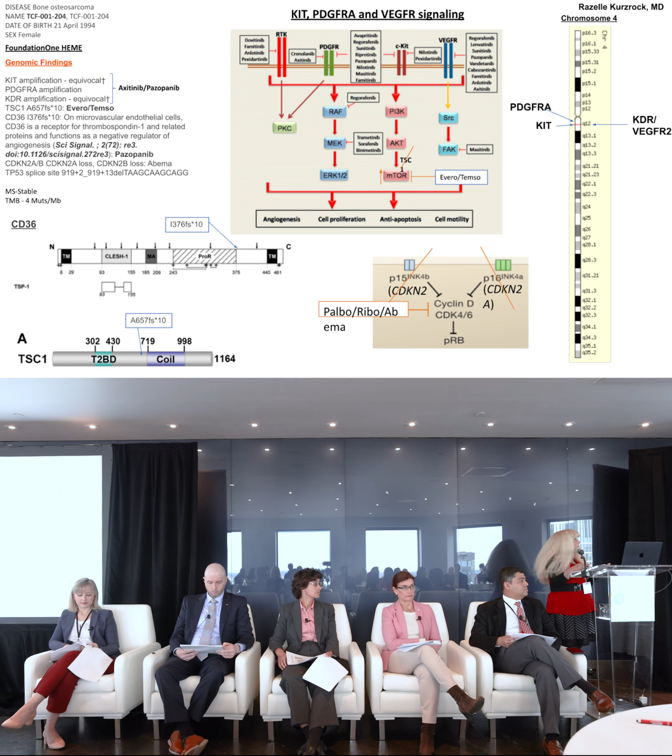CDKN2AB loss, this patient does have CDKN2AB loss, and there are several FDA-approved drugs. There's actually 3 that target this abnormality. One is palbociclib, one is abemaciclib, and ribociclib. So there's 3. He mentions abemaciclib here, but it could be any one of the 3 drugs. Now we're beginning to think about how do we co-target all of these alterations at the same time.